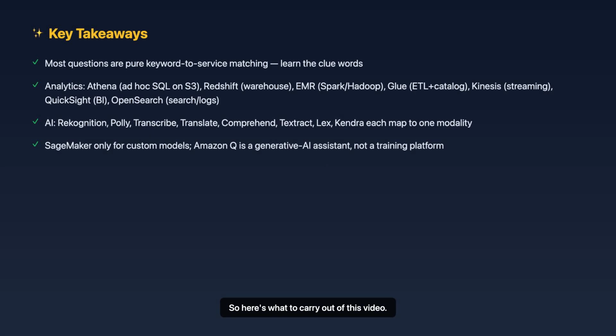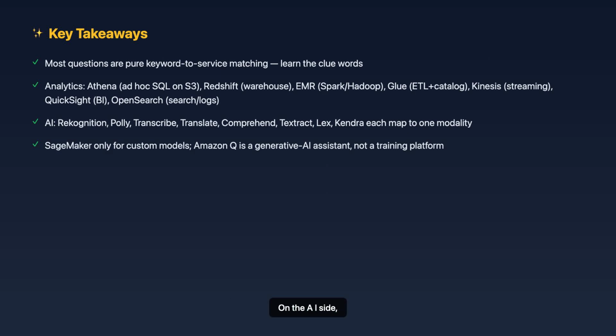So here's what to carry out of this video. Most of this domain comes down to pure keyword to service matching, so learning the clue words is the highest leverage thing you can do. On the analytics side, Athena is ad hoc SQL on S3, Redshift is the warehouse, EMR is Spark and Hadoop, Glue is ETL plus the catalog, Kinesis is streaming, QuickSight is BI, and OpenSearch is search and logs.